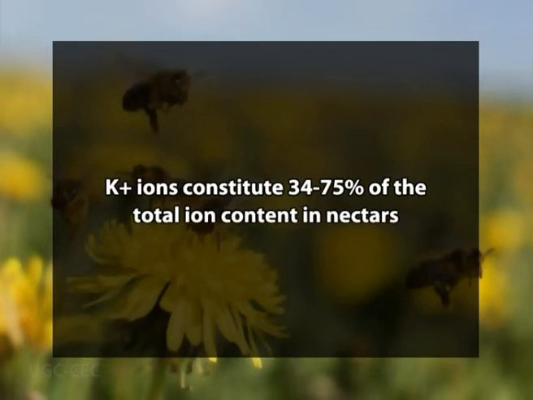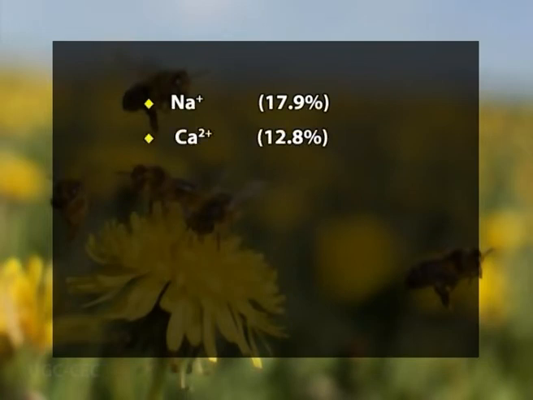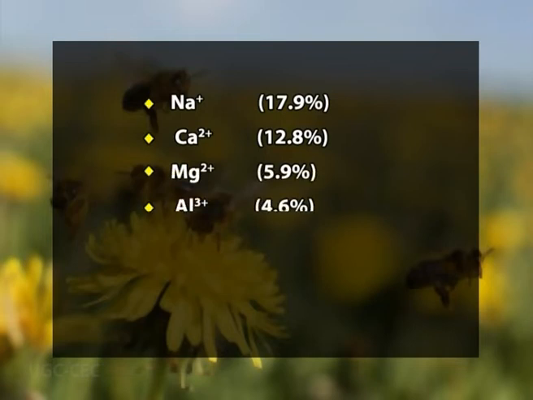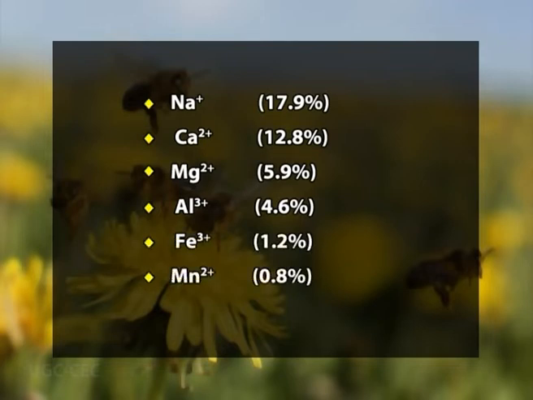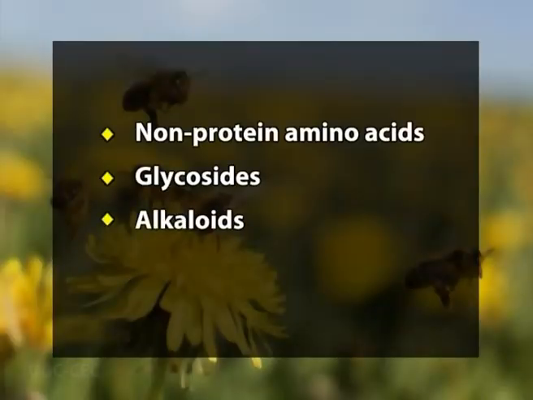The other common cations which are found in the nectars include sodium, at 17.9%, calcium, which constitutes 12.8% of the nectar, magnesium at 5.9%, aluminum 4.6%, iron 1.2% and manganese 0.8%. The other compounds found in the nectar include non-protein amino acids, glycosides, alkaloids and phenolics.